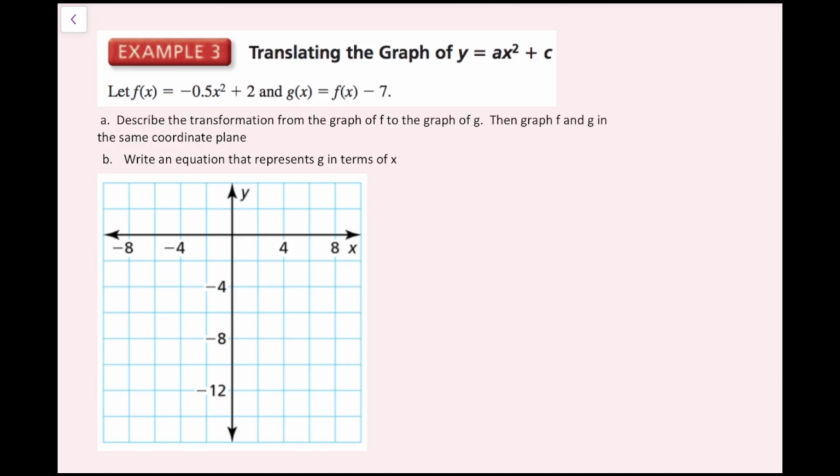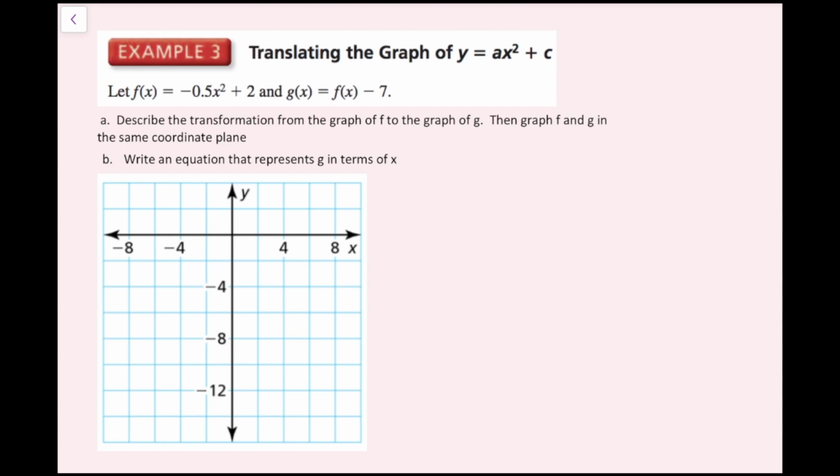All right, so for example 3, we're going to let f of x equal -0.5 x squared plus 2 and g of x equal f of x minus 7. So first we're going to describe the transformation from the graph of f to the graph of g. Then we're going to graph f and g in the same plane.